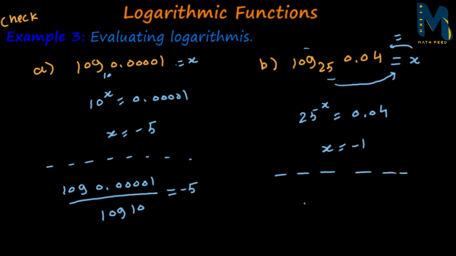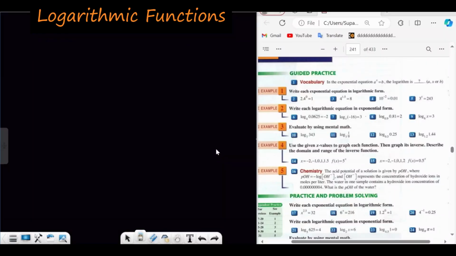And the second way, if you have a calculator, we have log of 0.04 divided by log 25, and it equals negative 1. Now let's continue to solve more examples about those 3 examples that we solved.